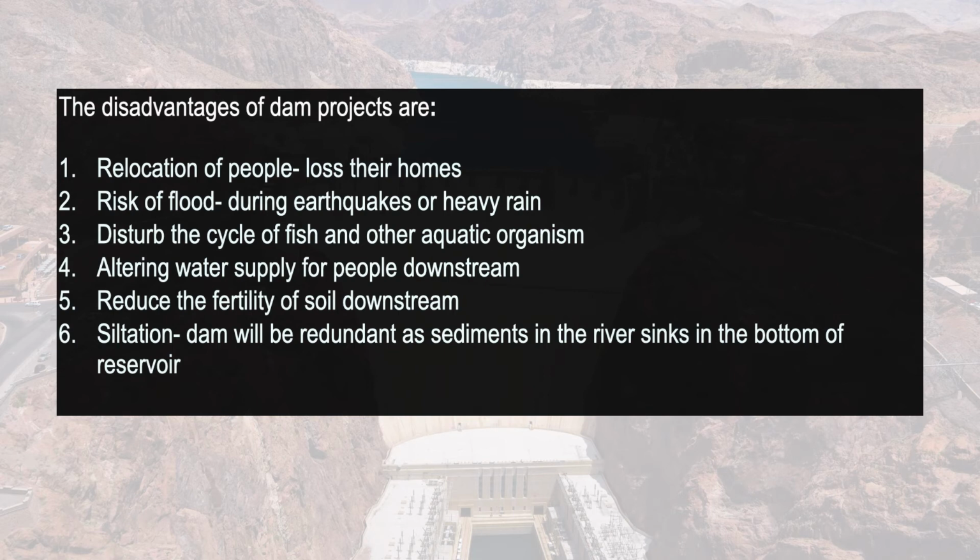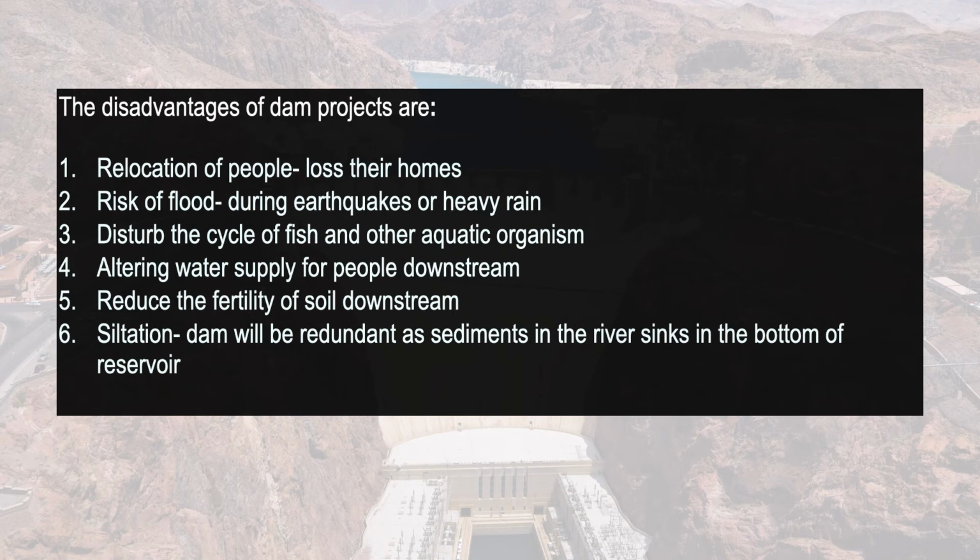When they build the wall for the dam, it also disturbs the cycle, because fish from downstream cannot go to the upstream. As a result, it will disturb the aquatic organisms, and it will alter the water supply for people downstream because of the wall built in the middle of the river. As a result, people downstream will not have access to clean water.